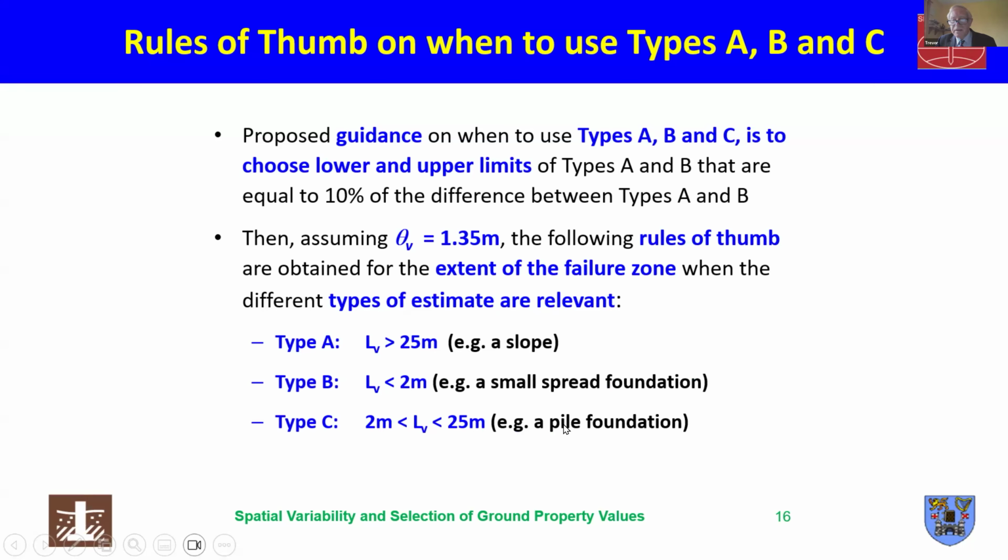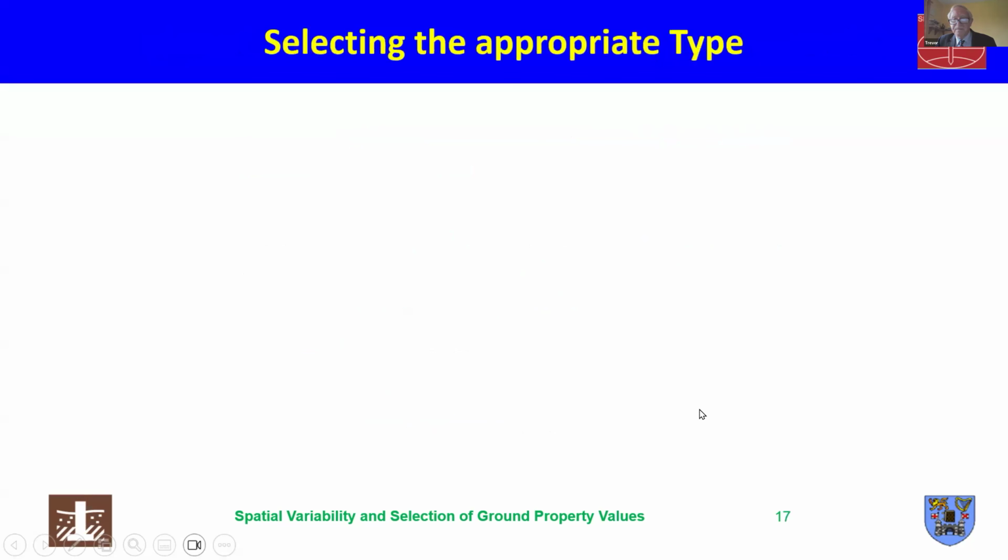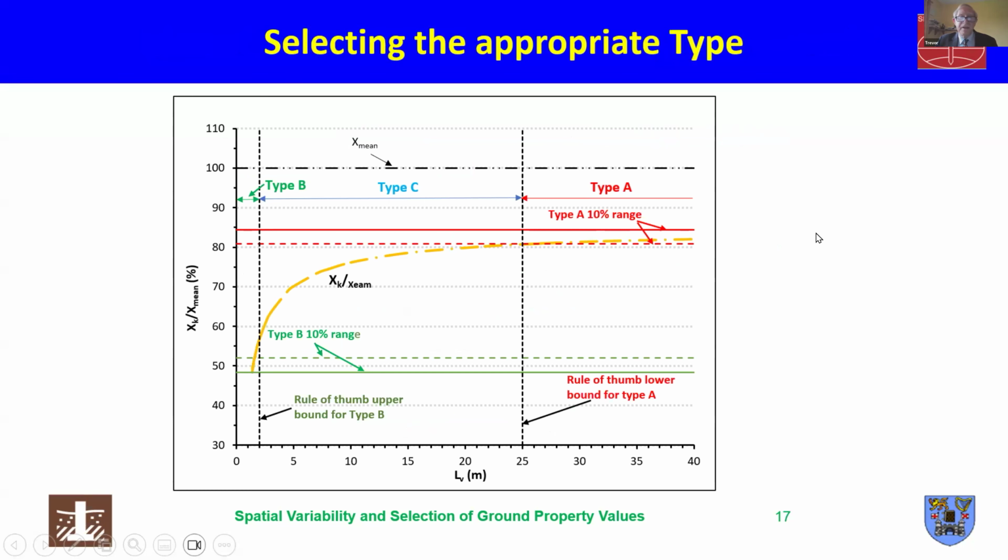In other words, for the side shaft friction on a pile foundation, and then plotting it here on a graph showing these boundaries. So we've got the type A analysis, and that's when we get to see the 10% difference between type A and B. Down below type A, you've got that limit there. So type A goes from 25 and above. So that's the type A range.